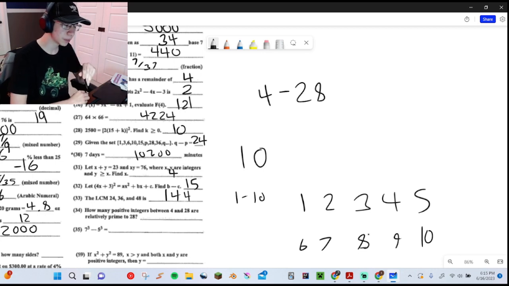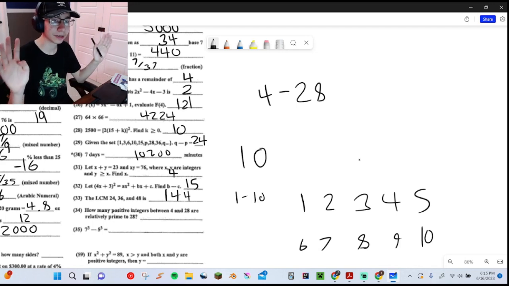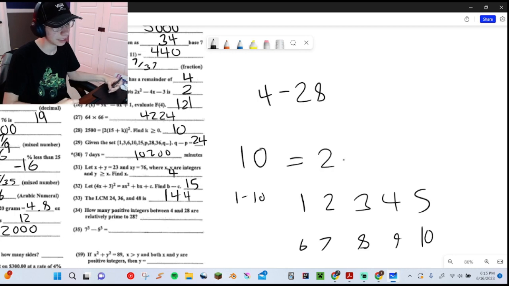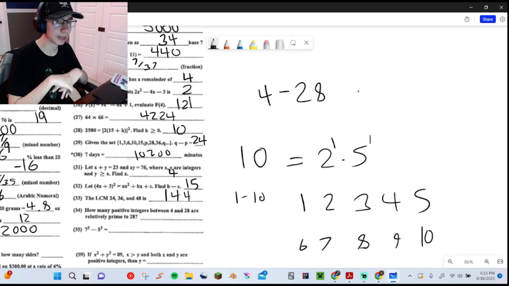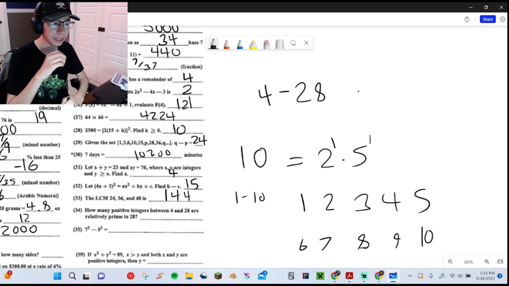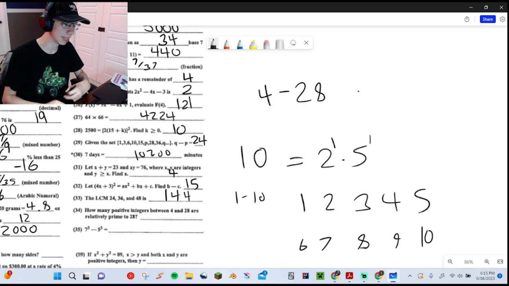So for a number to be relatively prime, it has to satisfy the condition that it has no factors in common with 10. Now 10, if you did the prime factorization, is just 2 times 5. So any number that has a factor of 2 or 5 is not relatively prime. Any number that doesn't is relatively prime. And it's different from being prime, and I'll show you what I mean by that.